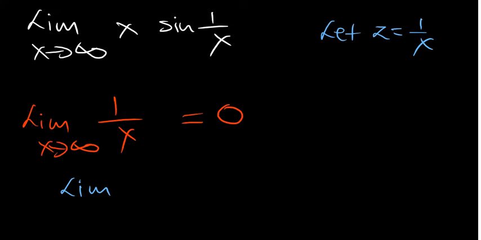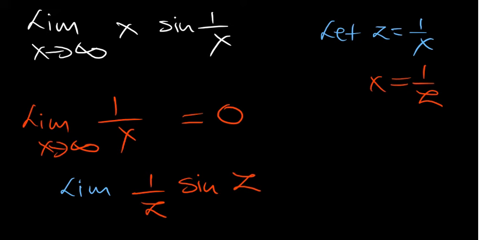It means that if you try to make x the subject, it becomes 1 over z. So where there is x, we're going to have 1 over z. And then you have sine of 1 over x equal to z, so you now have z. So we've now changed the function. So the limit is now going to be z.